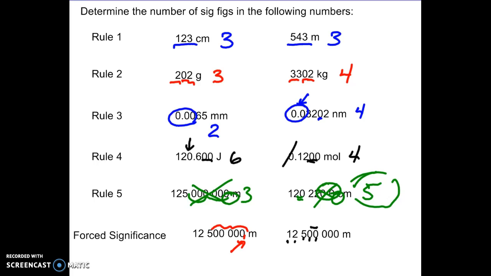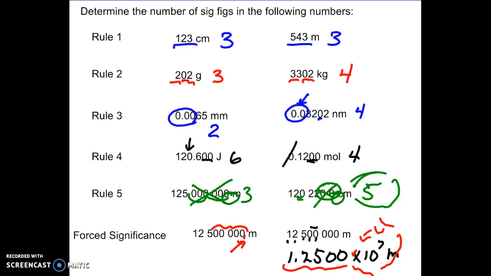The method that I prefer, instead of doing it that way, would be to write it in scientific notation. Because if we wrote this number in scientific notation, times 10 to the 1, 2, 3, 4, 5, 6, 7 meters, now these zeros, just as in rule number 4, are at the end of the number and to the right of the decimal, and are significant. So it's 5 significant figures, and we have not changed the value because we wrote it in scientific notation like we have there.